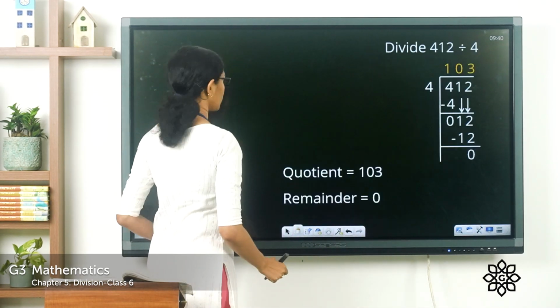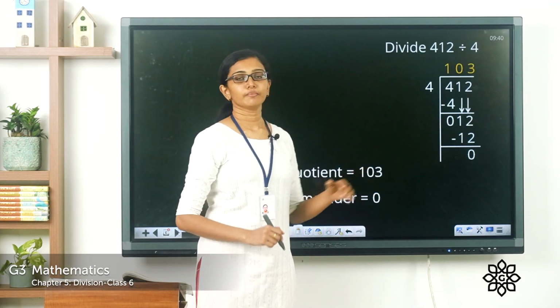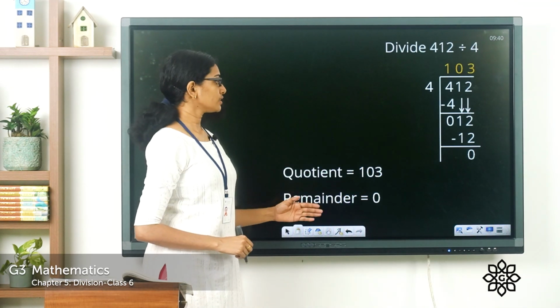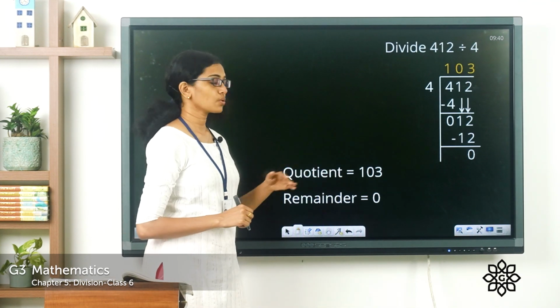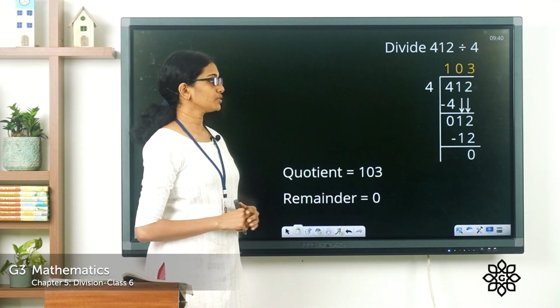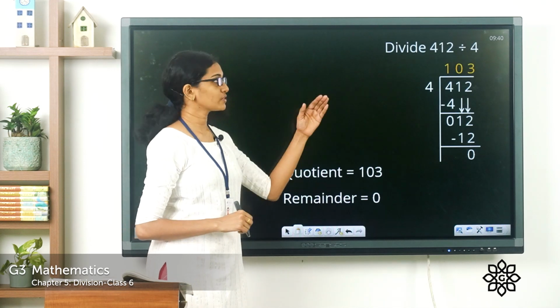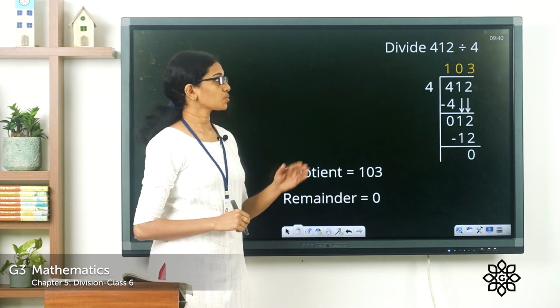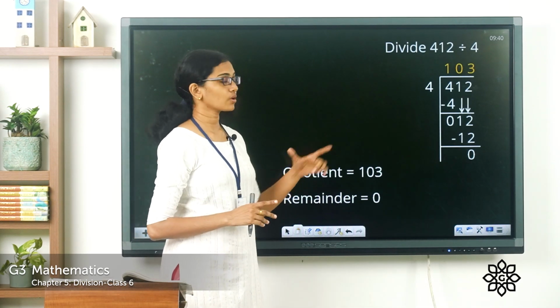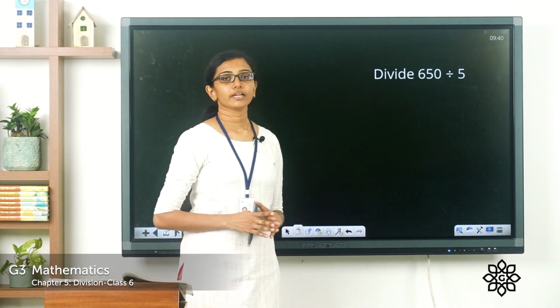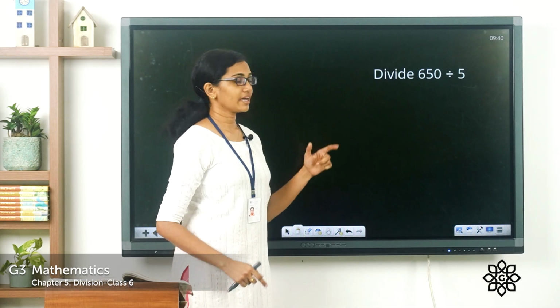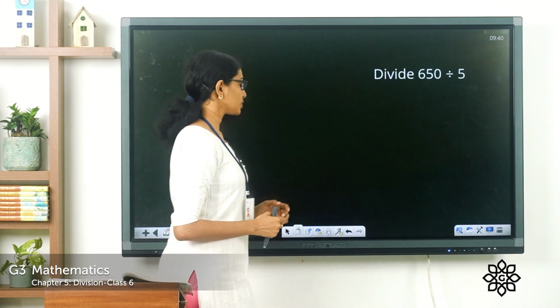Now we don't have any more digits to bring down, and we have completed the division. We got the quotient is equal to 103, and there is no remainder, or remainder equal to 0, which means the division is complete. So this is one example with quotients with 0. Now we'll see one more example. Divide 650 by 5. So let's do the first step.